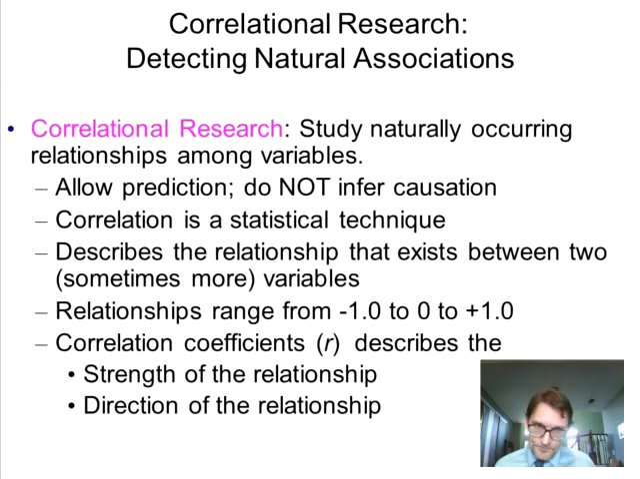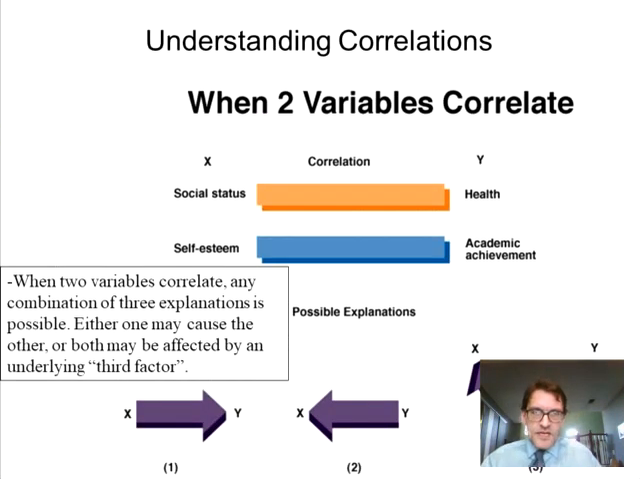Correlational research is sort of like descriptive research, because correlational research allows us to describe a relationship between two or more variables. Okay, so it is descriptive in this same way, but it describes a more complex relationship rather than describing a single variable. So here's a correlation: social status and health. There's a positive correlation between the two. The higher your social status, the more health you will have.